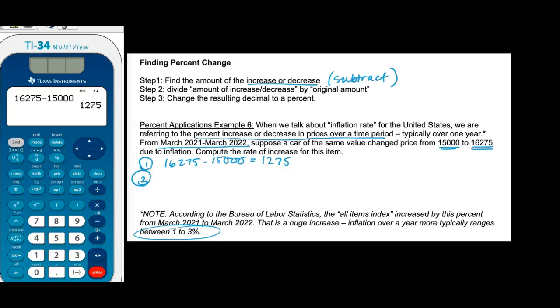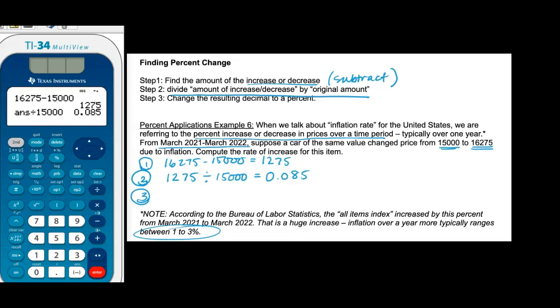Step two is you're going to divide the amount of increase or decrease by the original amount. So my increase was $1,275, and you're going to divide that by the original amount, which was the $15,000. So that's the original price of the car before it increased. So I'm going to take my answer and I'm going to divide it by $15,000. Okay, and I get a decimal, 0.085.